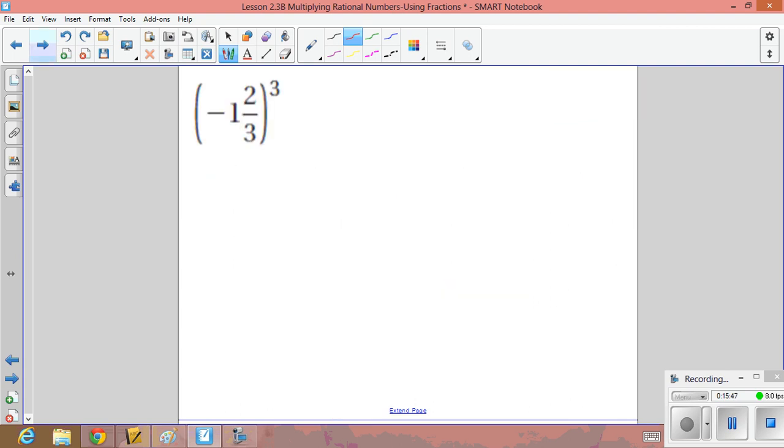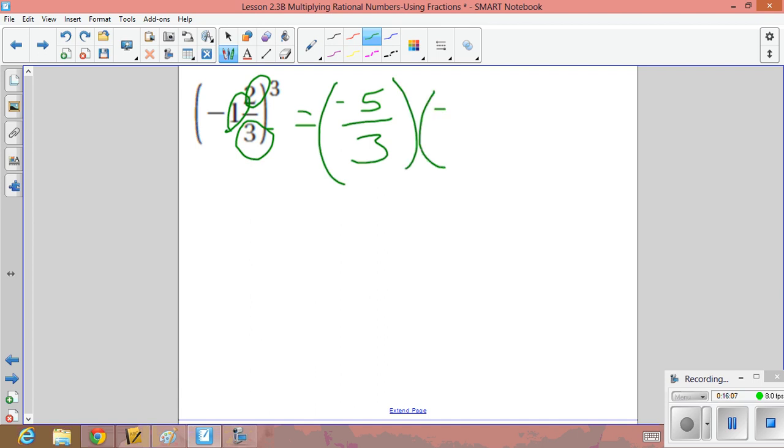One more. Completely forgot about this one. Negative 1 2/3 to the third power means negative 1 2/3 3 times. Let's make this improper first so it'll be easier to work with. 3 times 1 is 3, plus 2 is 5. So we have negative 5 over 3 once, negative 5 over 3 twice, and negative 5 over 3 3 times.